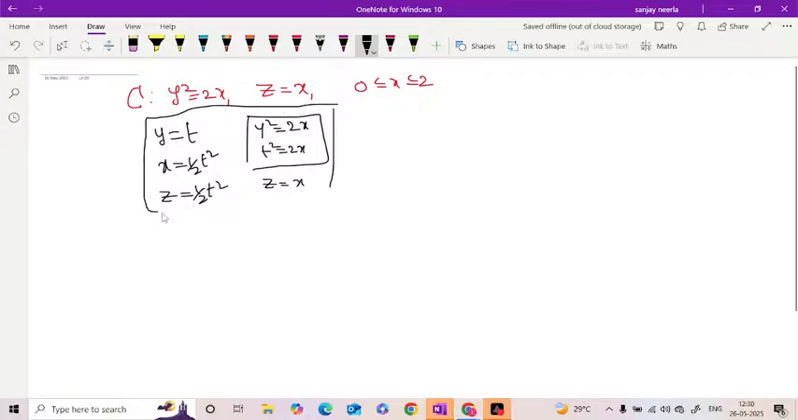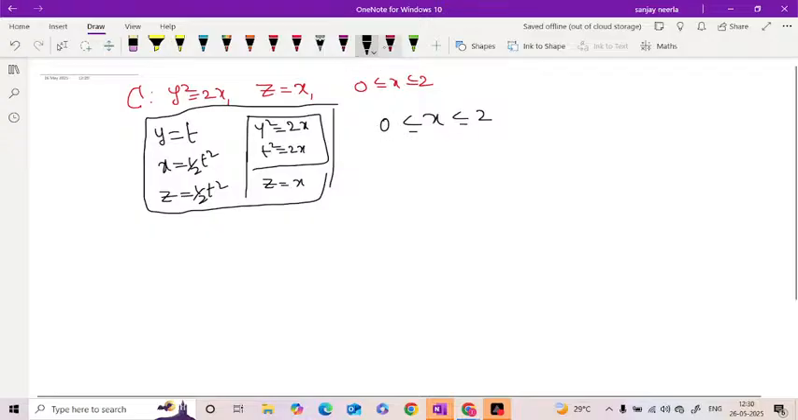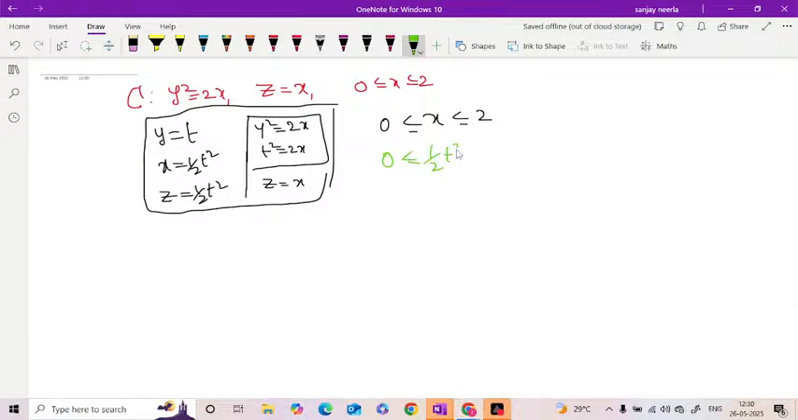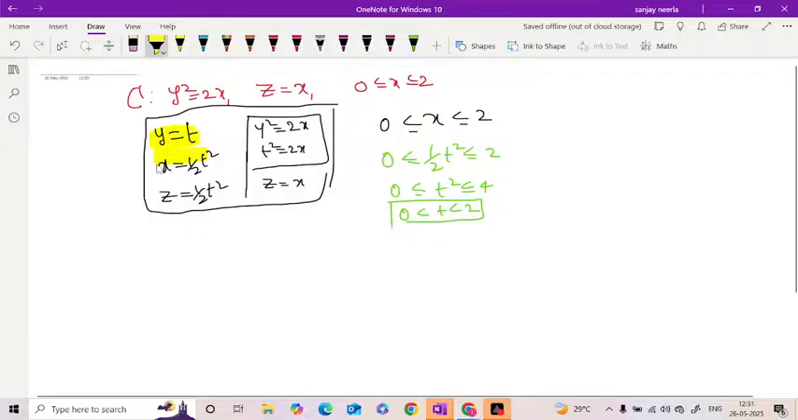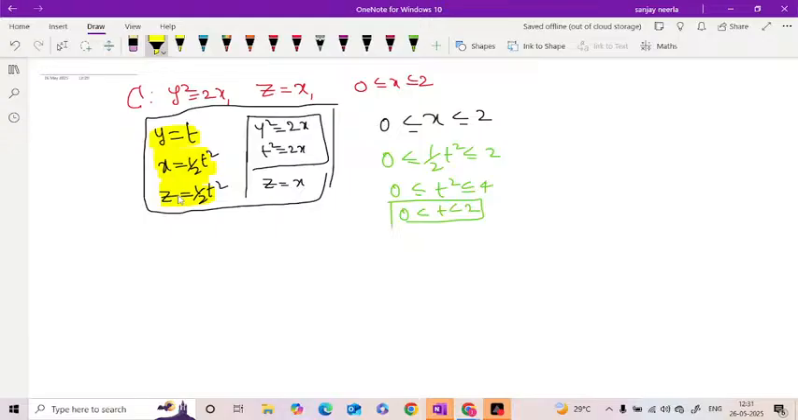But what are the limits? x value is 0 to 2. But what are we getting? So x is 1 by 2 t square less than 2, that means after multiplying by 2, t square less than 4. That means what are the t limits? t limits are 0 to 2 only. So now we have to take y is equal to t and x is equal to 1 by 2 t square, z is equal to 1 by 2 t square, and the t limits are 0 to 2.